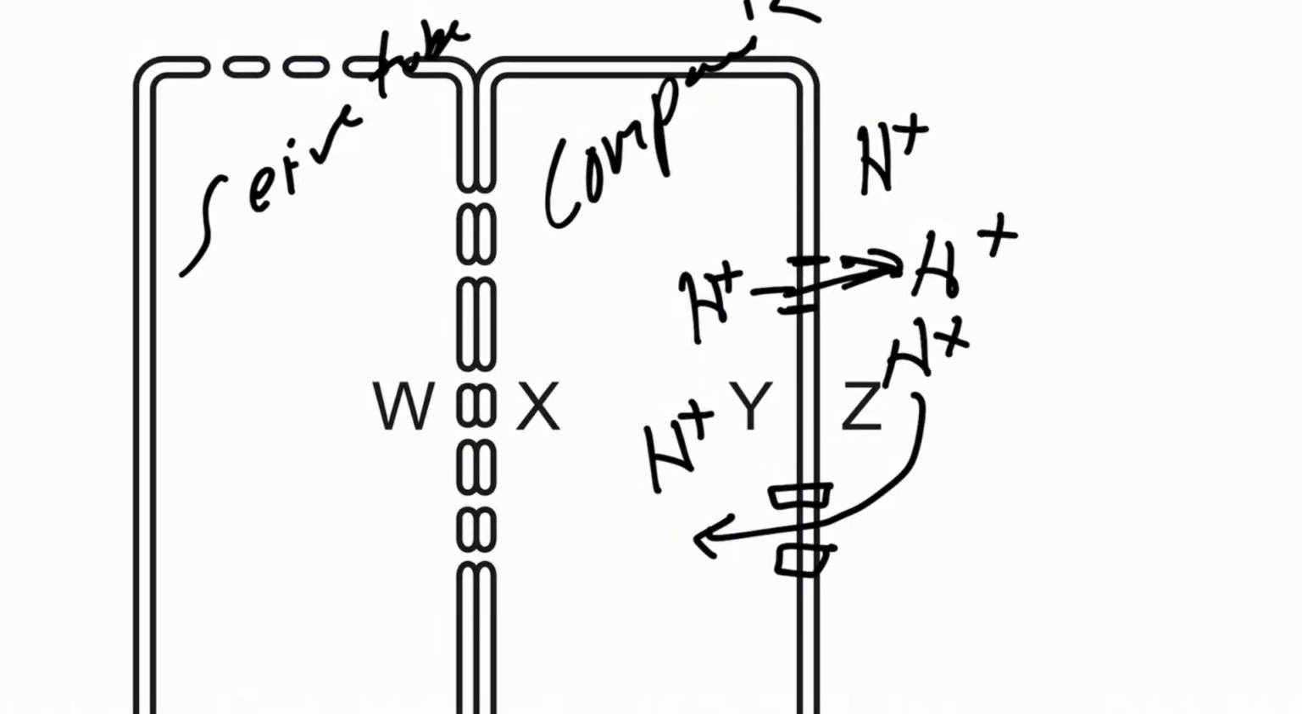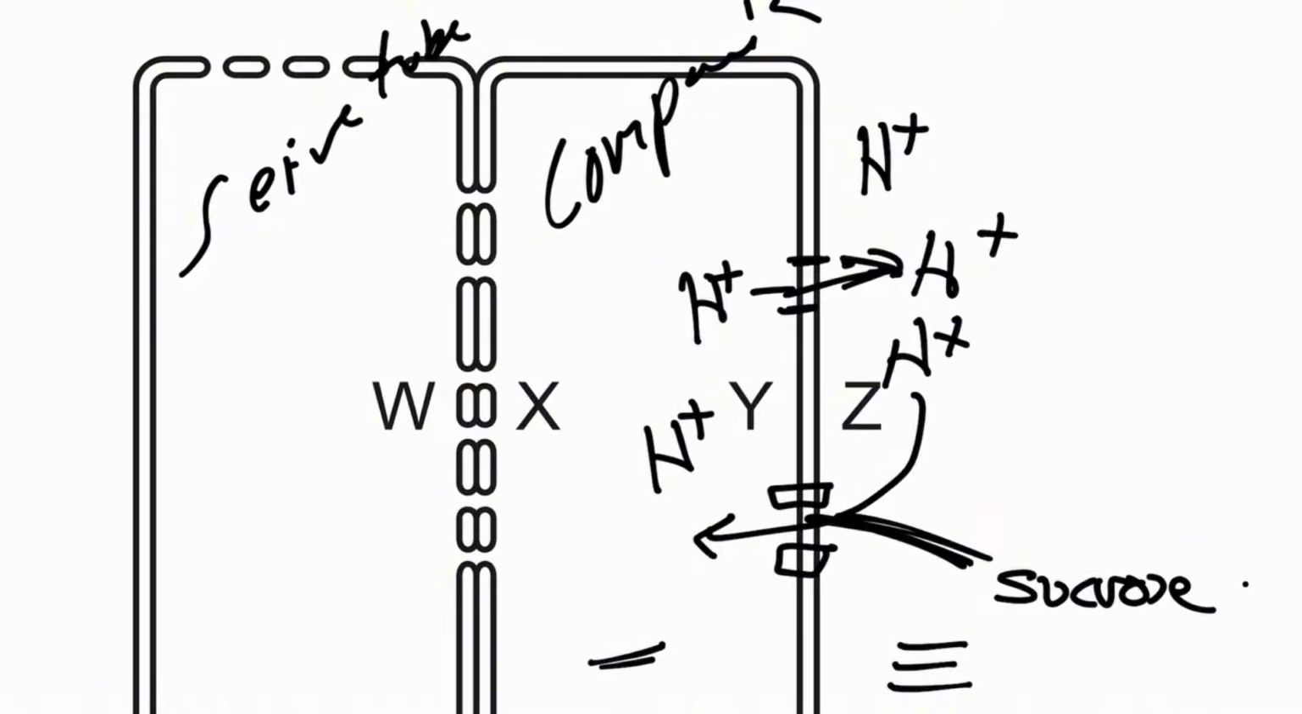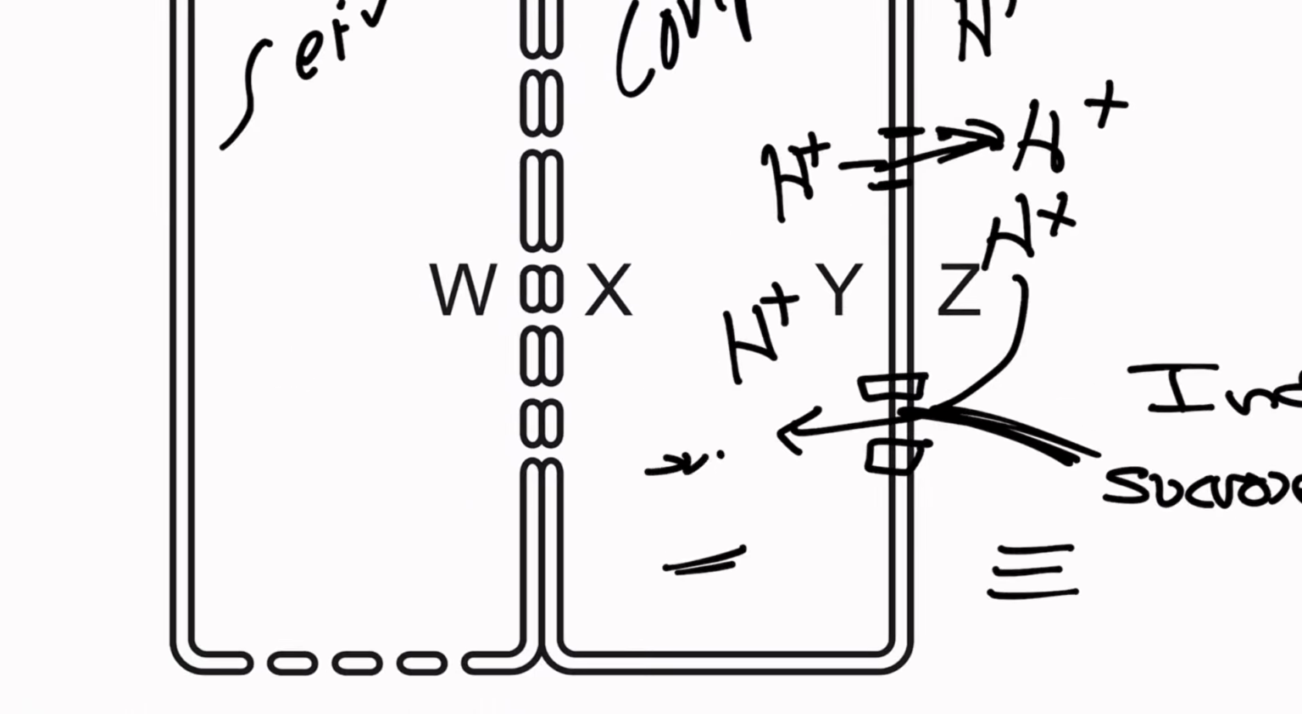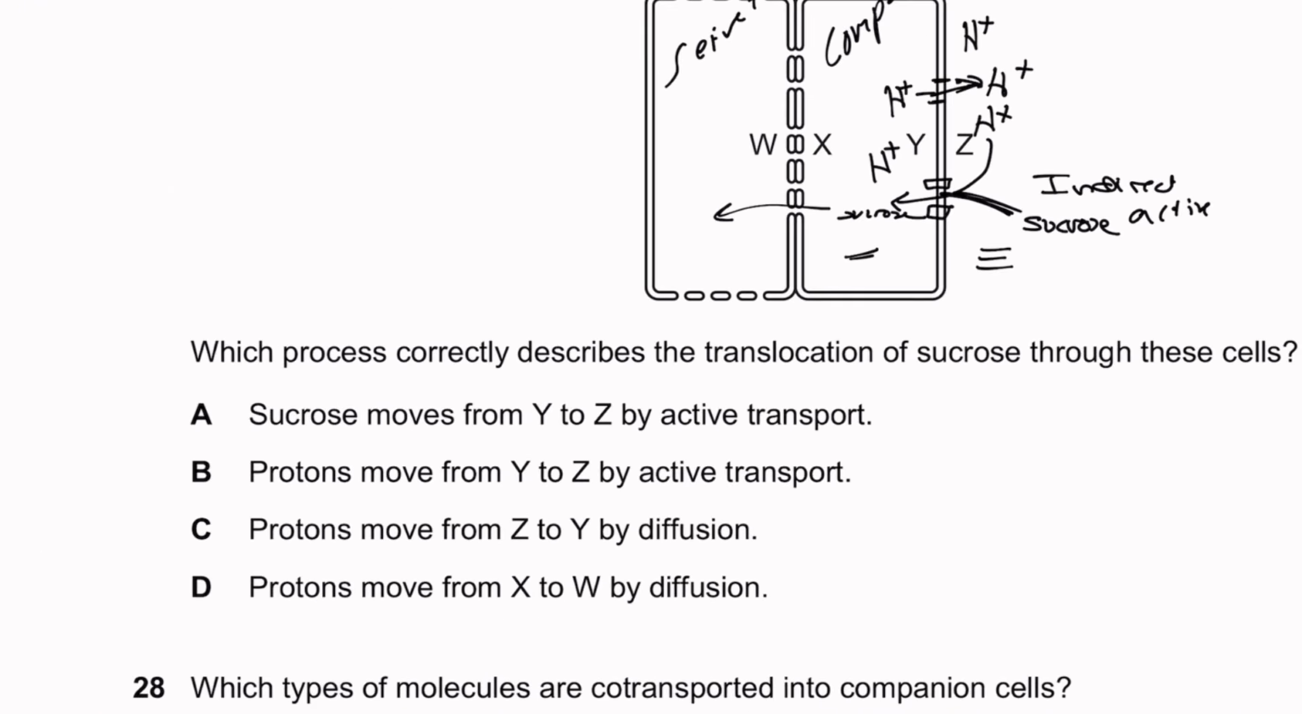When they do this, because they have potential energy from being a lot on one side and low on the other side, this energy allows them to co-transport with them the assimilate, which is going to be sucrose or amino acids or whatever. And so sucrose is going to be carried with hydrogen ions via indirect active transport. So the entire process is called indirect active transport. Then sucrose is going to move into the companion cell and then through the companion cell into the sieve tube element, and mass flow is going to happen.